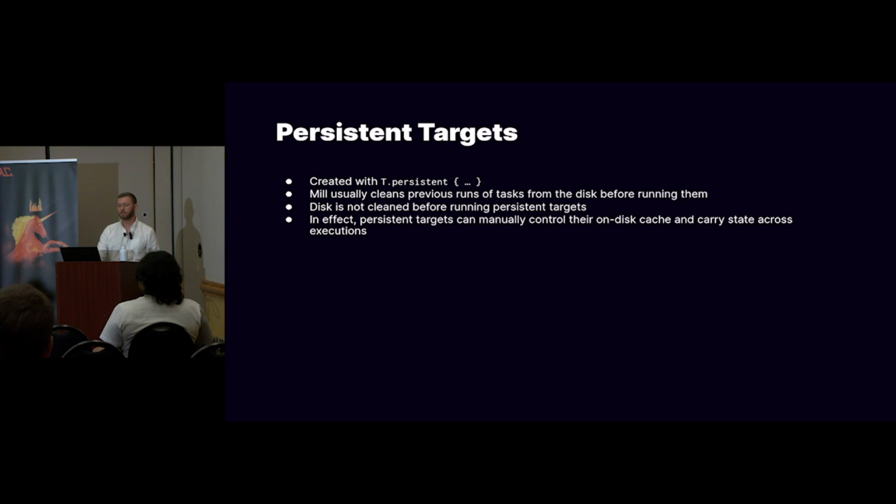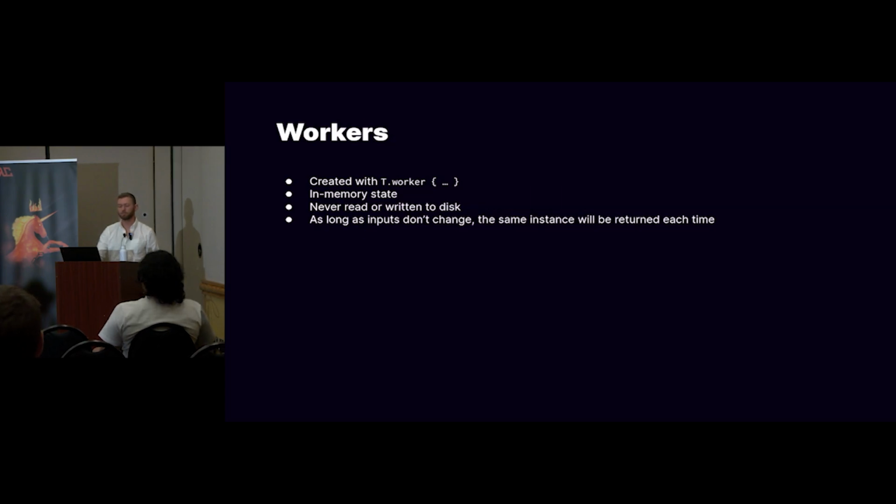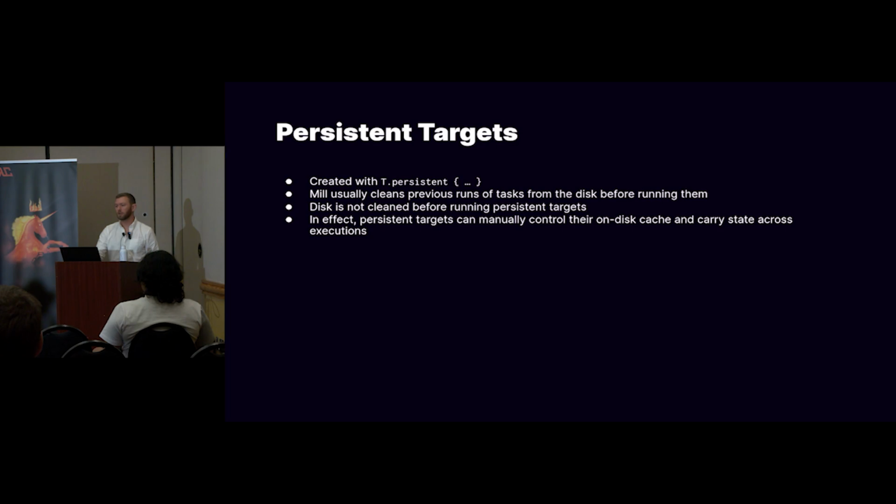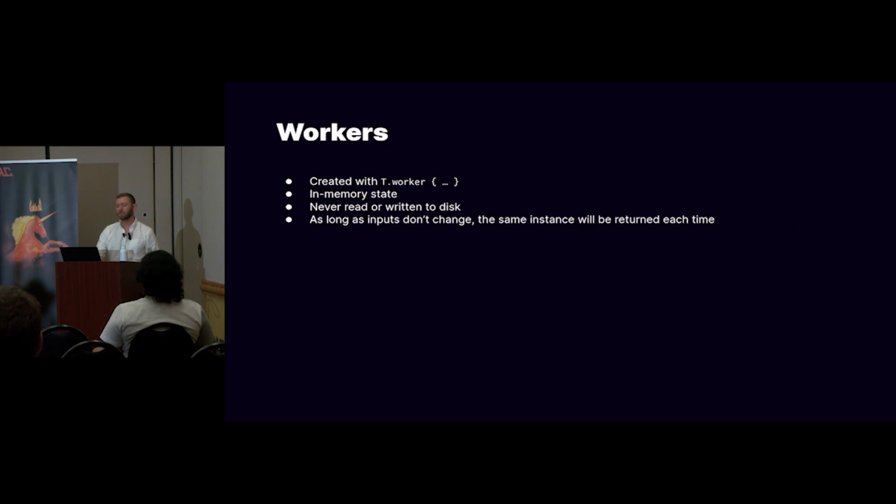So persistent targets, these basically carry state from execution to execution. So you can do your own caching with them. Essentially, you tell Mill, hey, don't reset my output directory in between runs. Workers are similar to persistent targets, but rather than having their state be on the disk, it's in memory. So you can have these for short-lived caches. So it's a great place to do something like Vault credentials, where you want to connect to an external service, grab some credentials for the session or whatever, but you want that to go away at the end of the Mill build process.